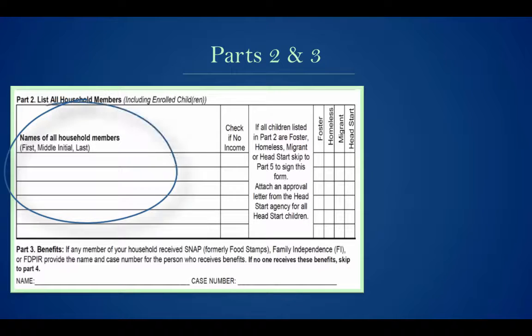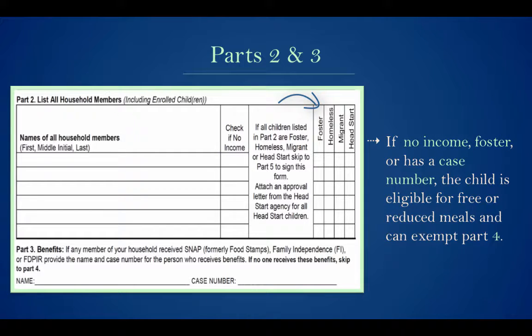All household members should be listed in Part 2. If no income is checked for each household member, all enrolled children are classified free. If foster is checked, the foster child is classified free. If this is the only enrolled child in the facility, no information is required in Part 3. This does not apply to other enrolled children listed on the application.